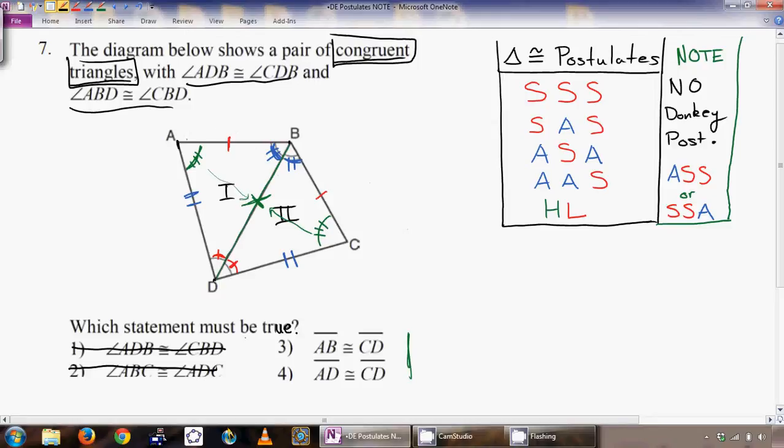AB. Okay, yeah, this red side with 1 congruence mark is congruent to CD. No, because look, this has got 1 and this has got 2. It can't be that. So by process of elimination, it should be answer choice number 4. And I'm just going to check that, and I encourage you to do the same. That AD, this one here with 2 tick marks, must be congruent to CD. Yeah, look at that. That one did have 2 tick marks. Those are the congruent pair that must be true here. So answer choice number 4.